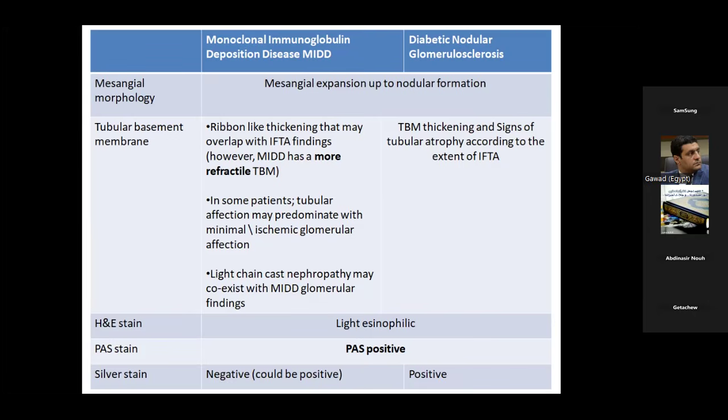So let's try to diagnose these cases. For mesangial morphology, both will be the same, both positive for diabetes and for MIDDs. The tubules in these cases are very important, and could be misleading. The tubular basement membrane is thick in both, and IFTA, or interstitial fibrosis and tubular atrophy, may be present in both, and this does not exclude or diagnose one of them.